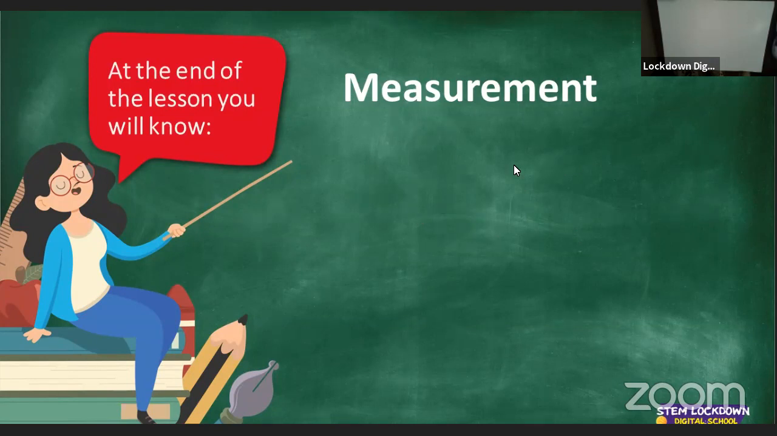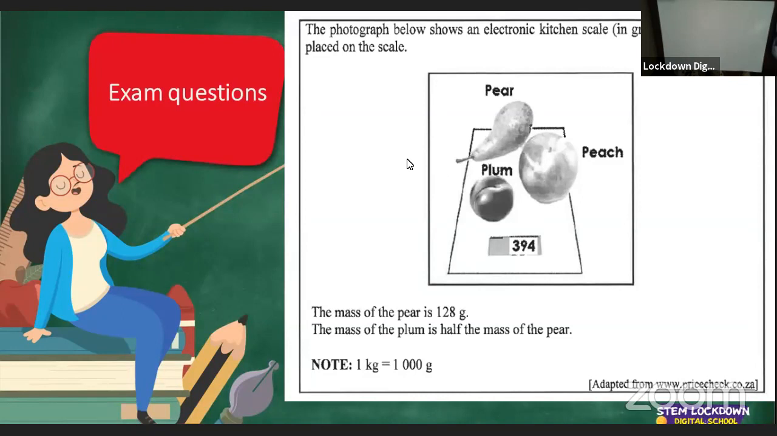So I have here a question from 2017. This shows a kitchen scale that is measuring these fruits in grams. We have here a pear, a peach, and a plum, and we have 394 grams. That is the mass of the three fruits that we have.